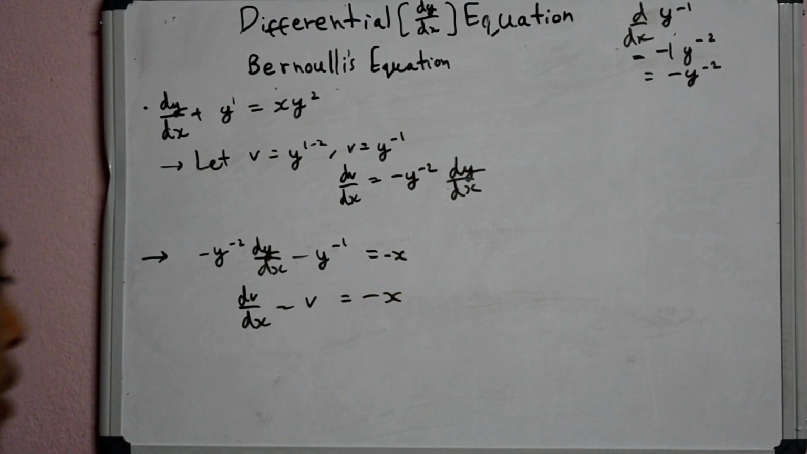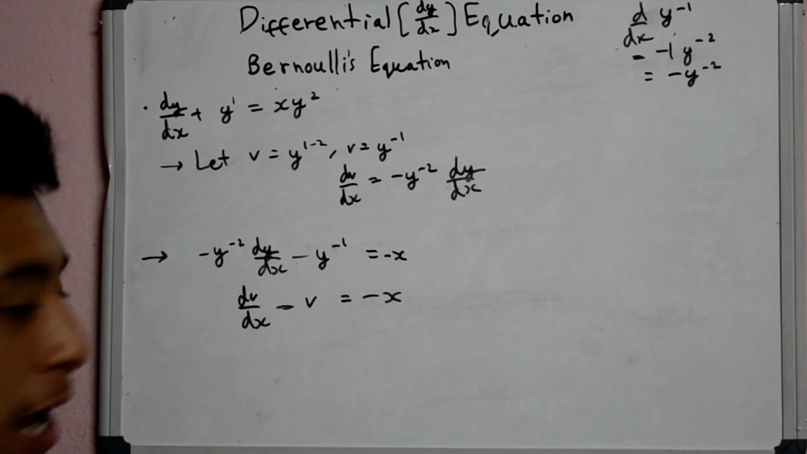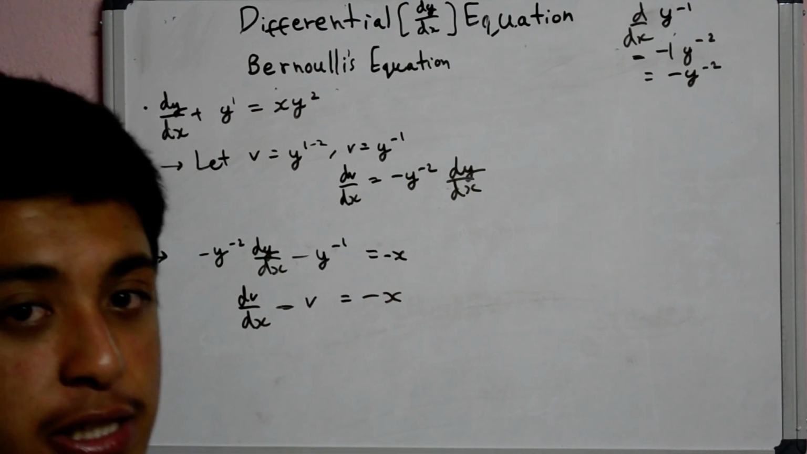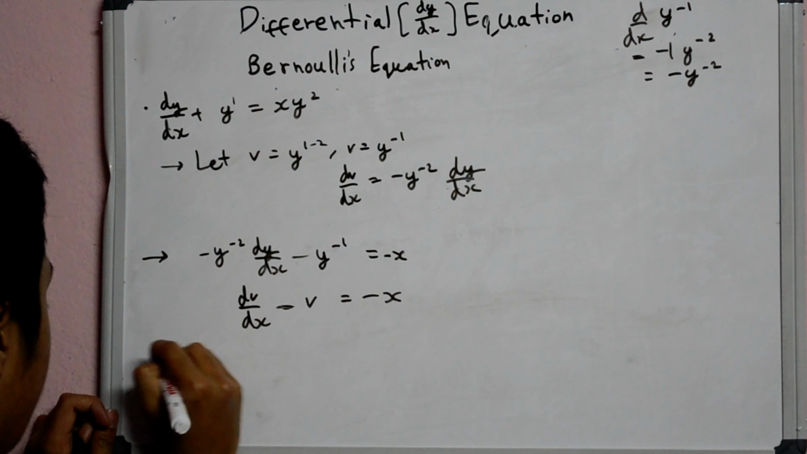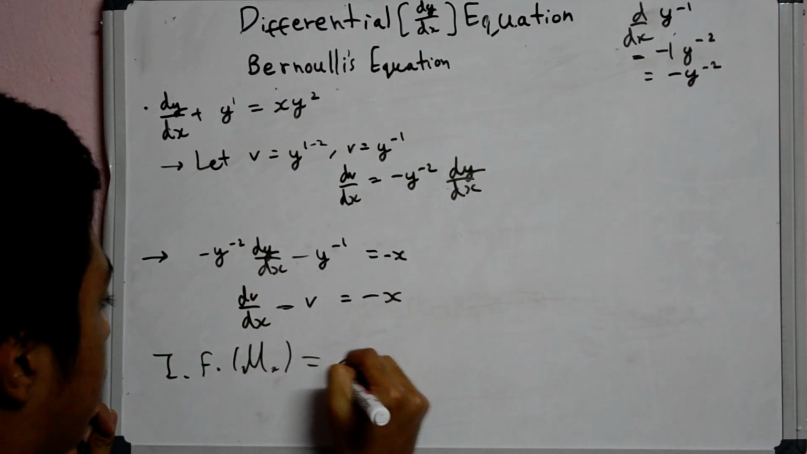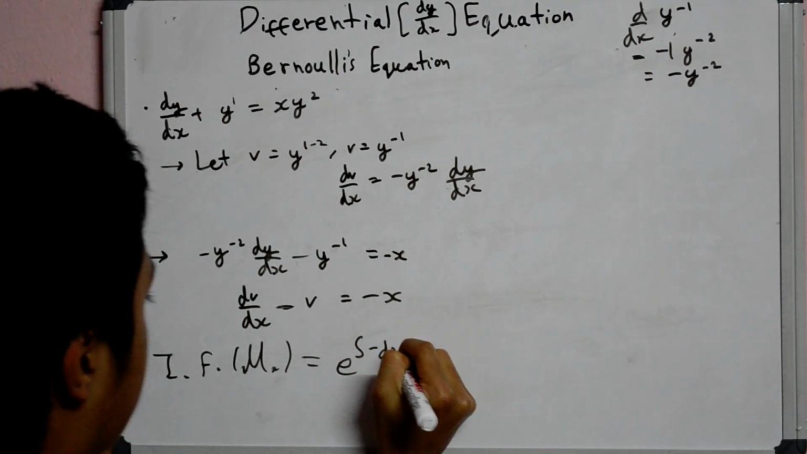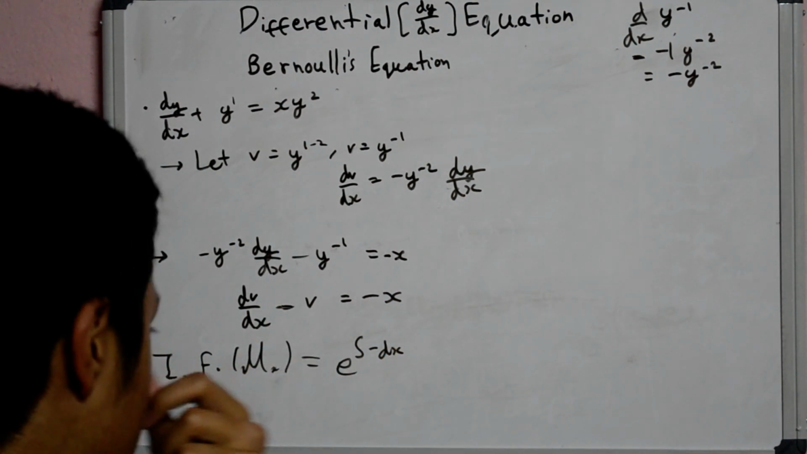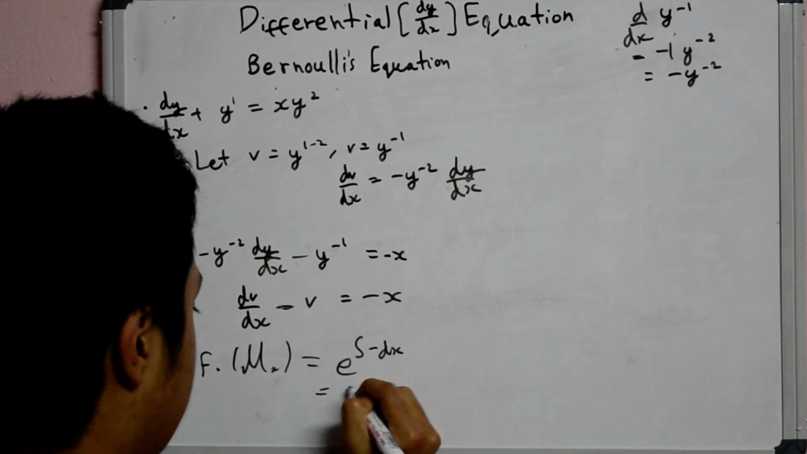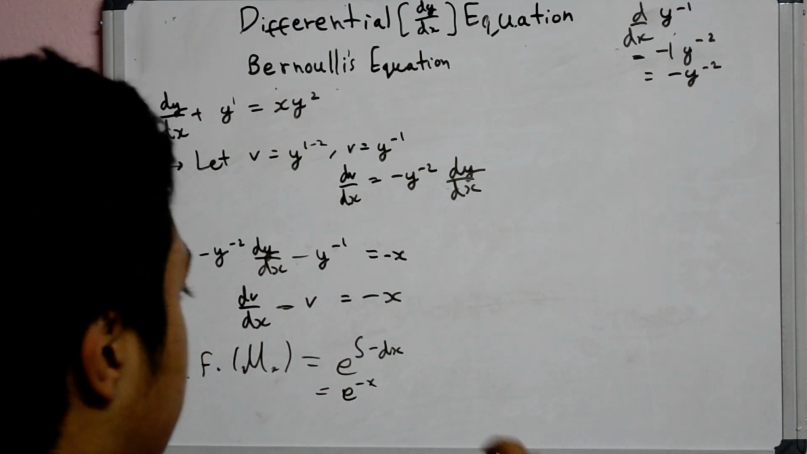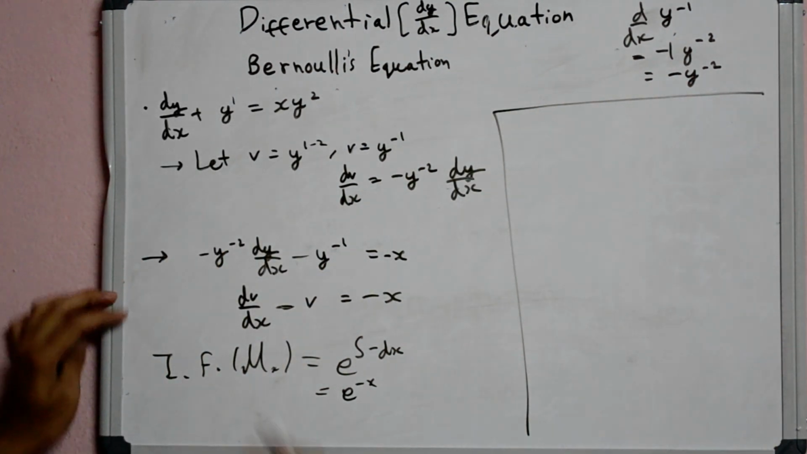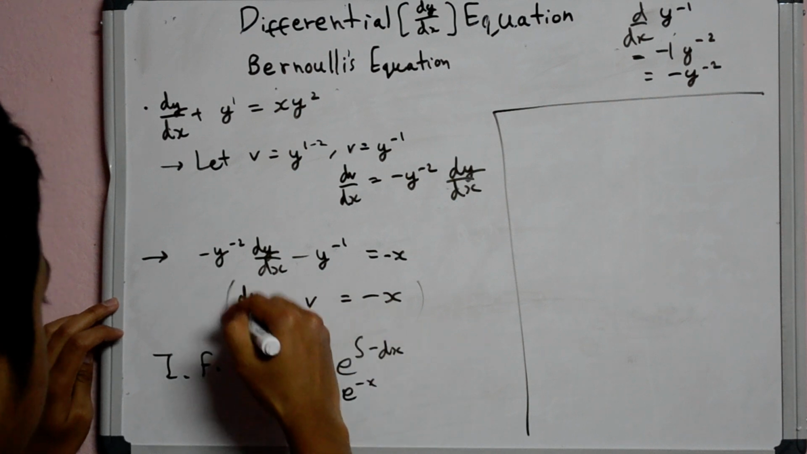Now this is in the linear form, and here the P for the v part is just 1. So the integrating factor is equal to e to the power minus ∫dx, because here we have minus, so it's plus into minus 1. So here it's just e to the power minus x. So let's multiply this by e to the power minus x.